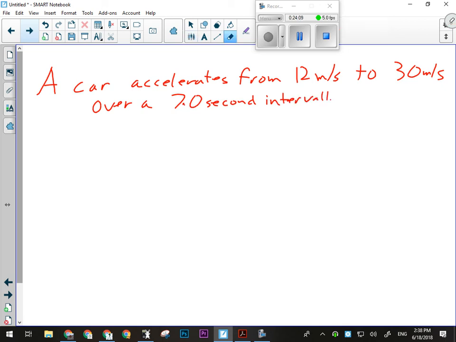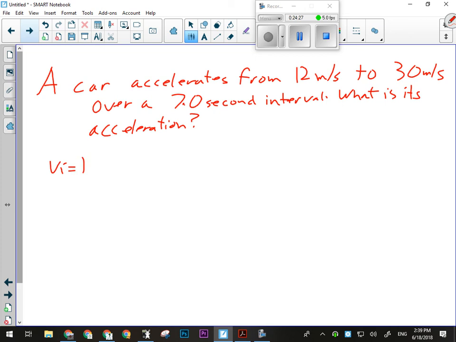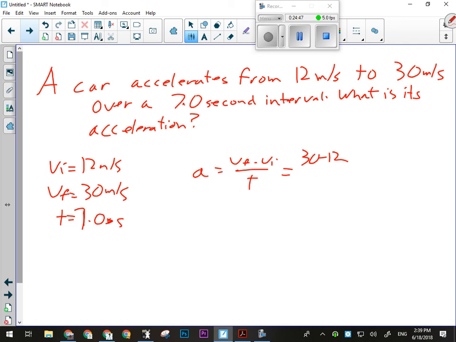Is this what you meant, Luke, or did you mean a graphing question? Okay. So what we have here, we just write down VI is 12 meters per second. VF is 30 meters per second, and the time is 7 seconds. Right, so A equals VF minus VI over T. We don't manipulate it, it already solves for A. Right, so we just have to go 30 minus 12 over 7, so that's 18 over 7.